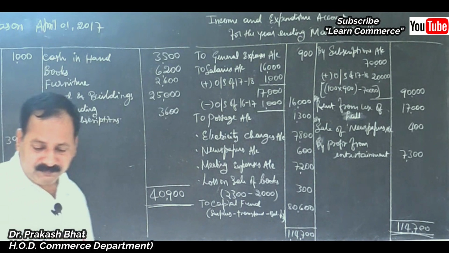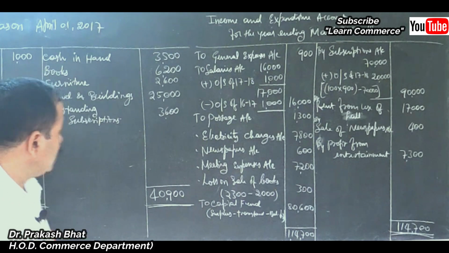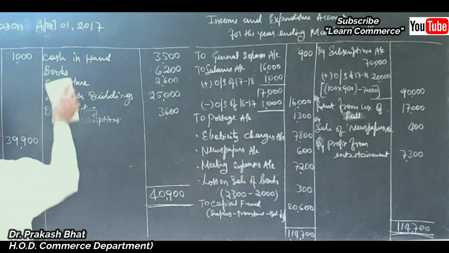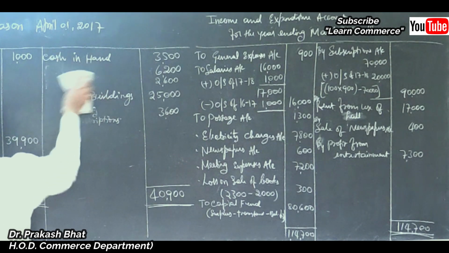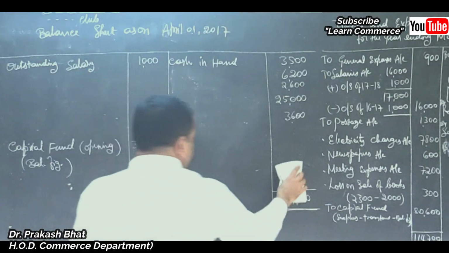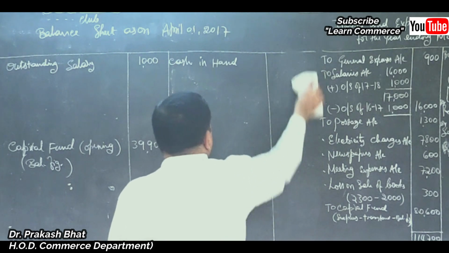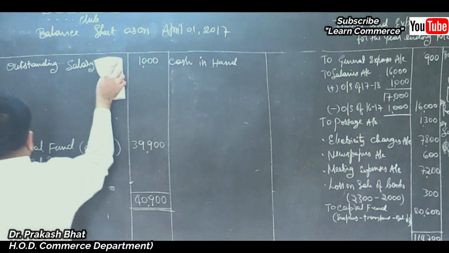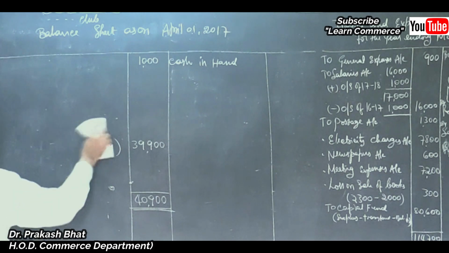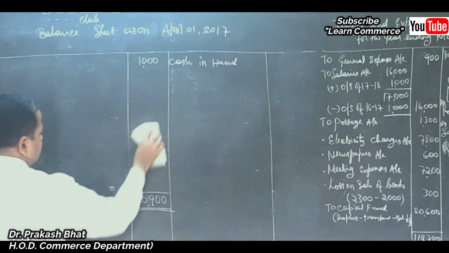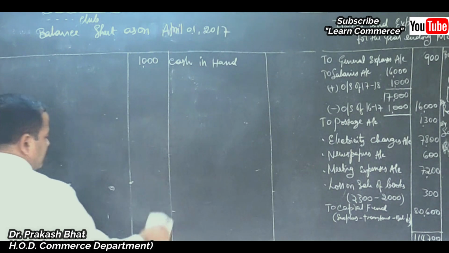Clear? Now let us move on to the last part, that is the balance sheet. I will prepare it here itself. I will change here and let us prepare here. Okay. Draw the columns for the balance sheet.